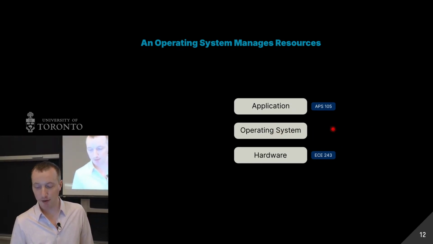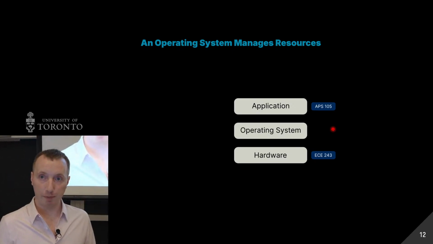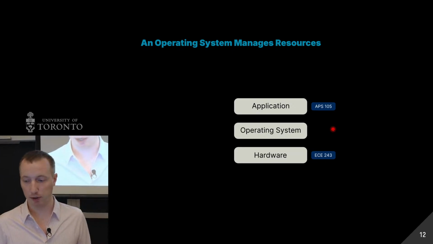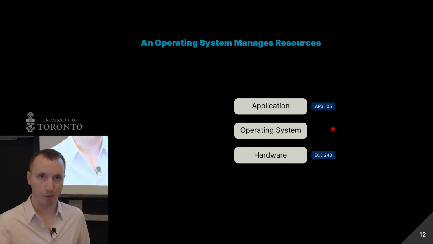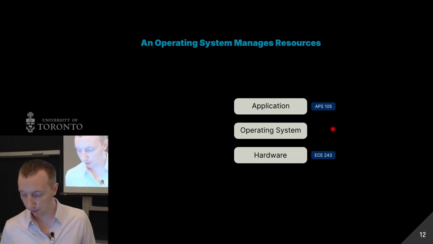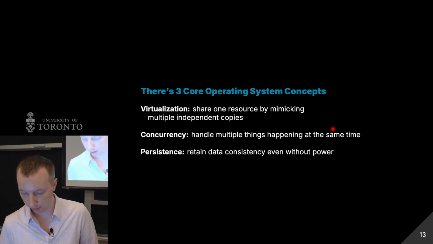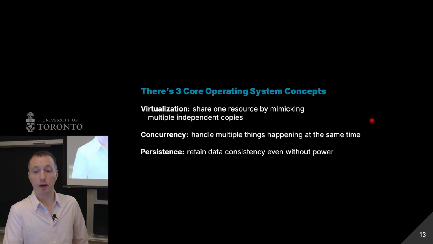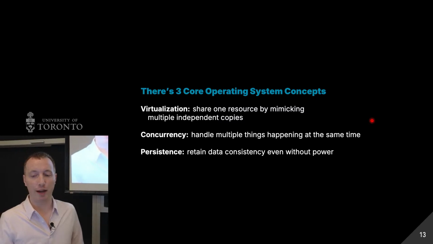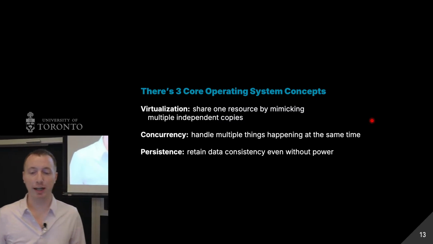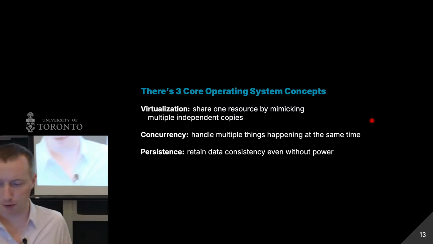The operating system sits in between your application and the hardware. Whatever program you're running, it's figuring out what hardware it should run on, what CPU it should run on, what memory it gets, where to access storage, things like that. So it ties the other software courses you have together. In this course, there are 3 core concepts. One is virtualization. That's just sharing a resource by mimicking it and pretending that you have multiple copies of it. We'll see that come up very shortly.